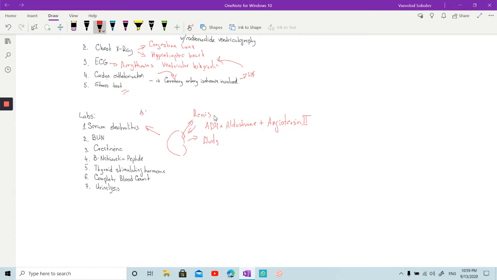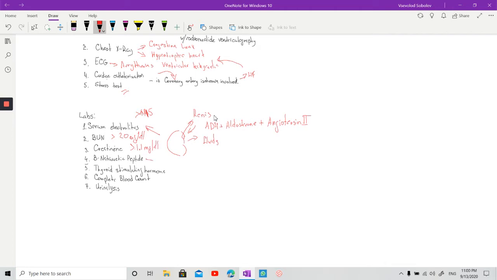So the serum sodium will be higher, above 145. Then bilirubin, urea nitrogen will be elevated, so above 120 milligram per deciliter. And then creatinine above 1.1 milligram per deciliter. Beta natriuretic peptide.